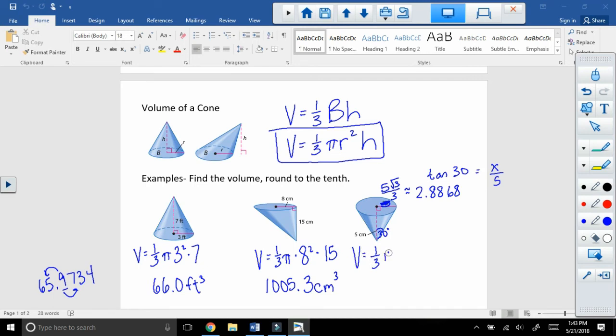Volume is 1/3 times pi times the radius squared times the height, or that 2.88 number. So when I multiply this out, it's .6 cubic centimeters.